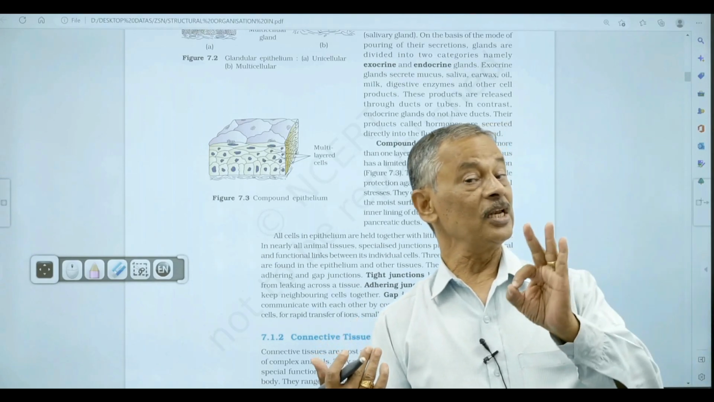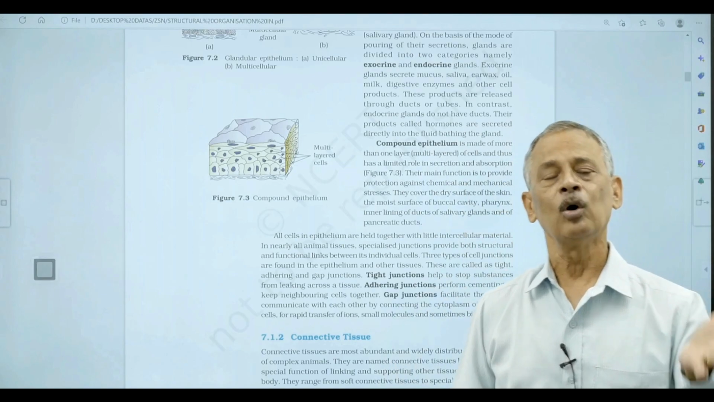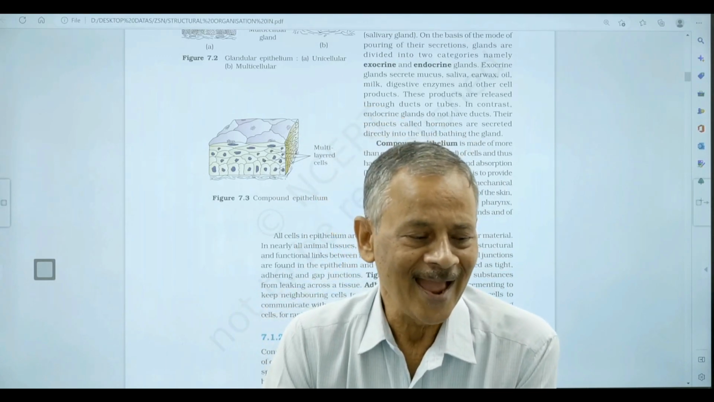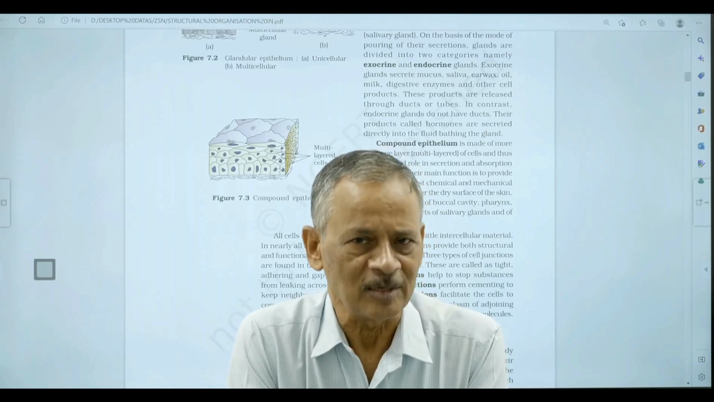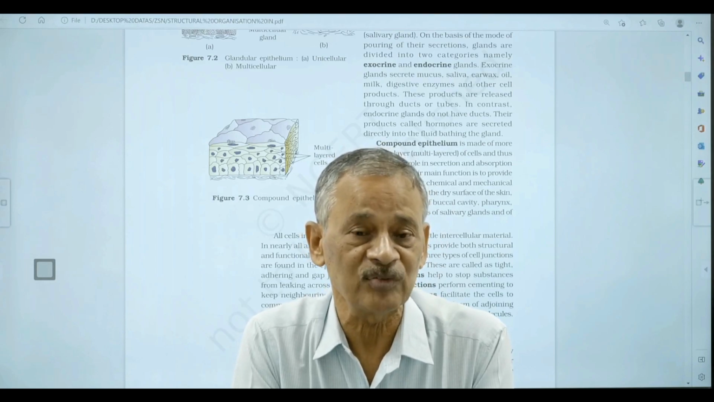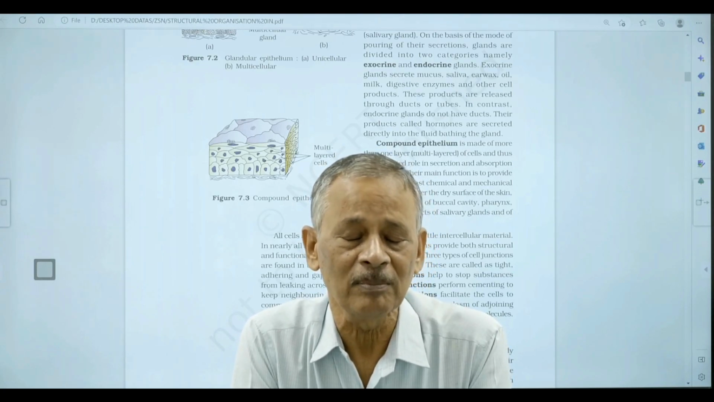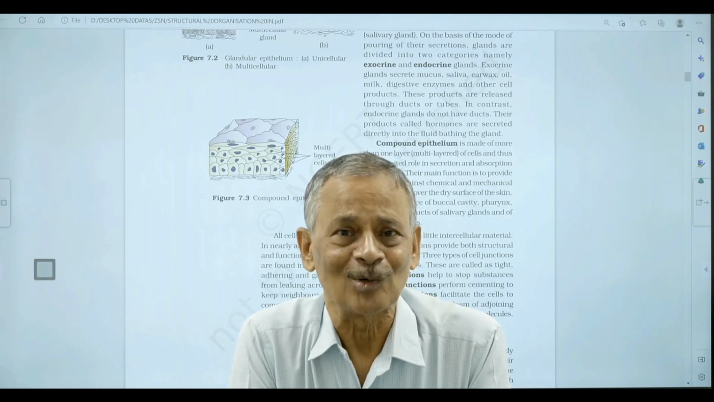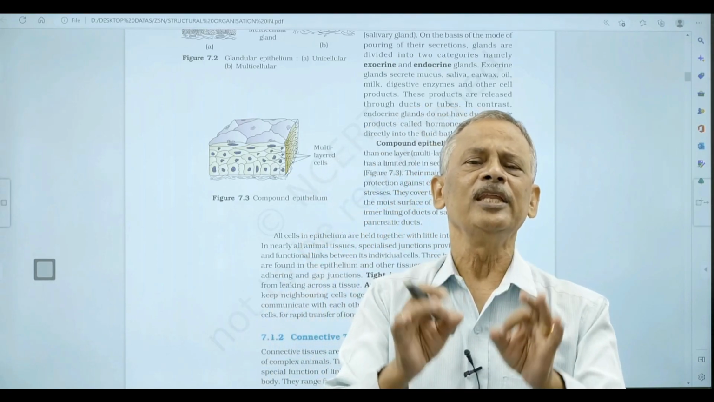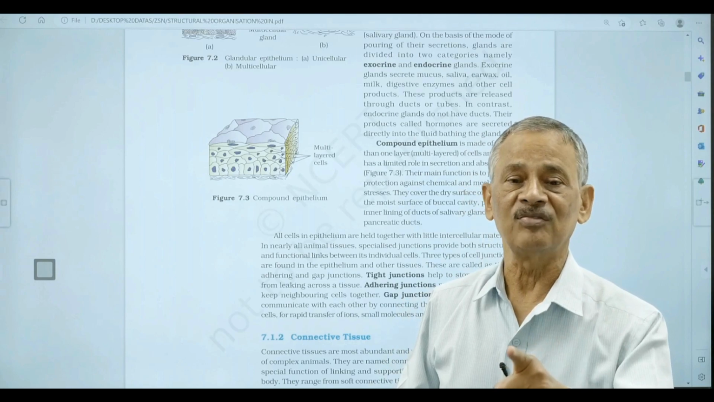Remember, epithelial tissue will be covering all organs. Organs are developing from either ectoderm, endoderm or mesoderm. From these three germ layers, an organ may be formed and that organ is covered by an epithelium. That means epithelium can be formed from any of these three. If an organ is developed from mesoderm, its epithelium is from mesoderm. If an organ is having a cavity developing from ectoderm, that is lined by ectoderm. So, epithelium can be formed from any of the three germ layers, whereas connective tissue is developing only from mesoderm.